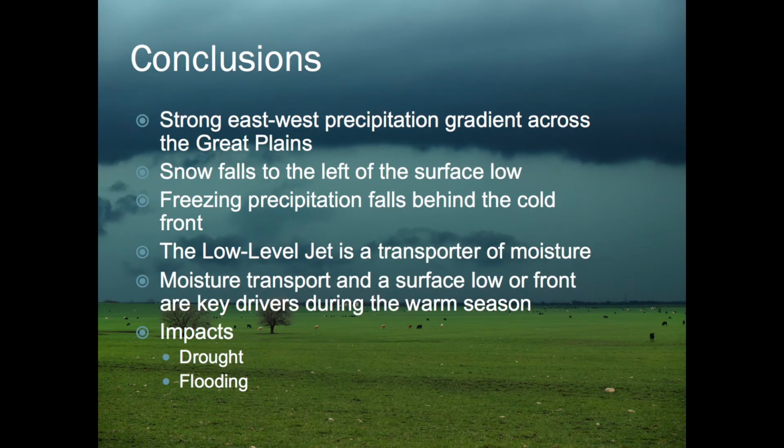Conclusions. There is a strong east-west precipitation gradient across the Great Plains. Snow falls typically to the left of the surface low. Freezing precipitation falls behind the cold front. The low-level jet is a main driver for moisture transport into the region. The combination of moisture transport with the development of a surface low front is a main driver in the warm season. Impacts from precipitation in the region include drought, the lack of precipitation, and flooding, too much precipitation, which can cause the loss of life and property to the public.